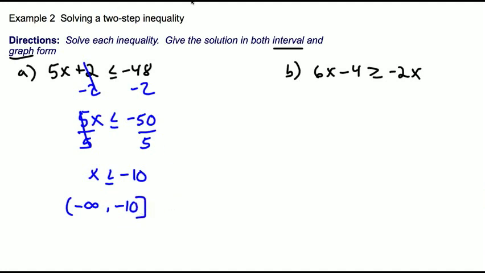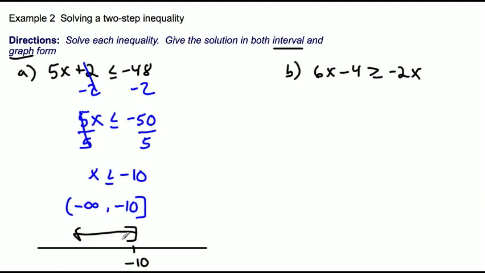And the way that the graph looks, we start with the number that we have here, negative 10. So it says x is less than or equal to negative 10. So with the bracket, it's going to go to the left. And how do I know it's going to go to the left? Because x is less than negative 10. Numbers that are less than negative 10 go to the left. How do I know to use a bracket? Because it has the equal to symbol.